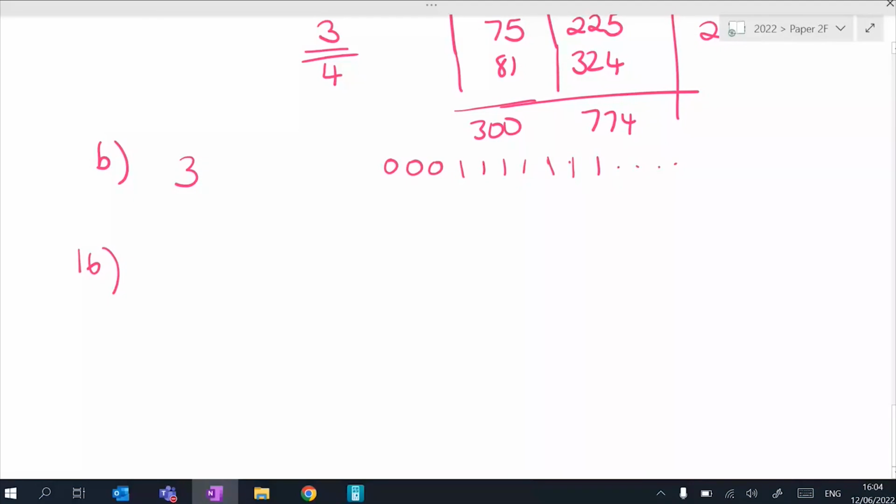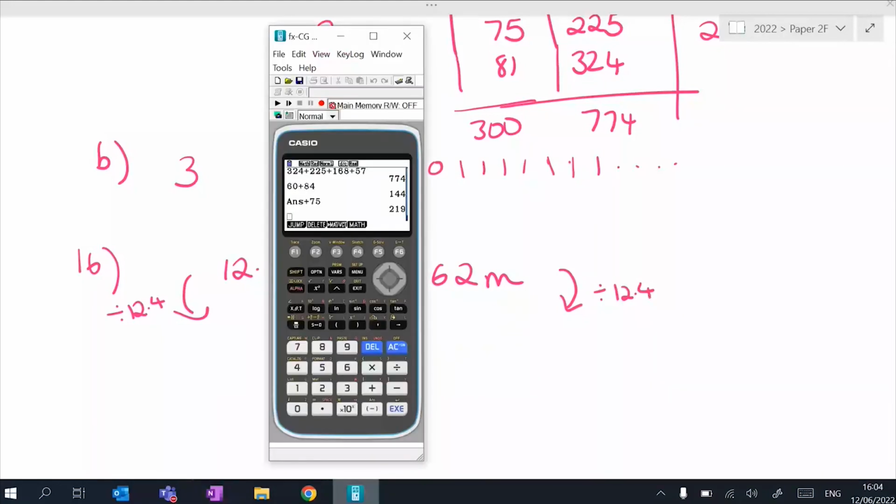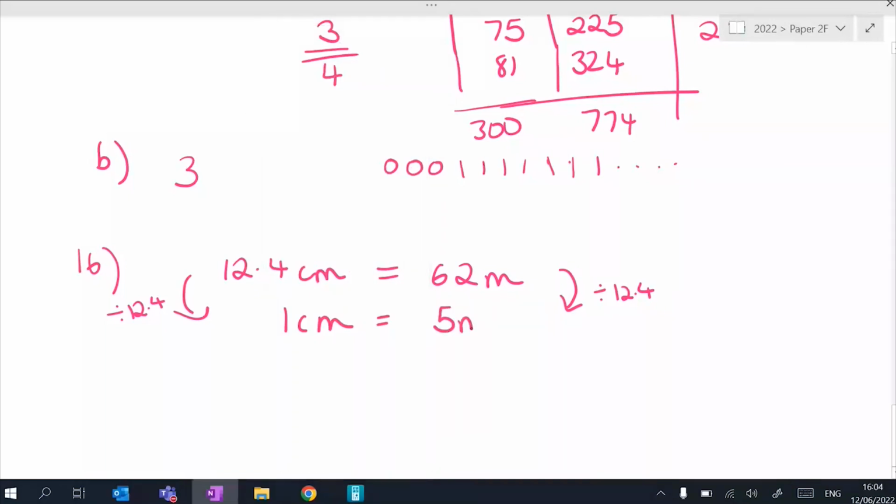Okay, 16 is about a scale drawing. And we've got to work out the width of the building. Okay, so my length of my building is 12.4 centimetres, which represents 62 metres. Okay, so if I want to find out what 1 centimetre is, I'm going to divide by 12.4. So 62 divided by 12.4 is 5. So 1 centimetre represents 5 metres.